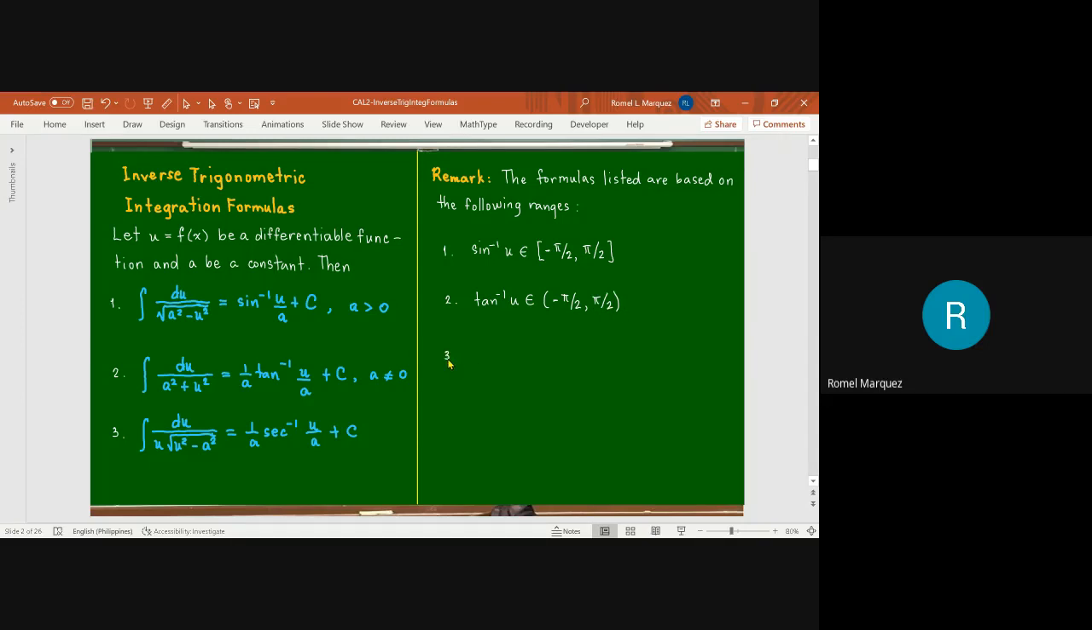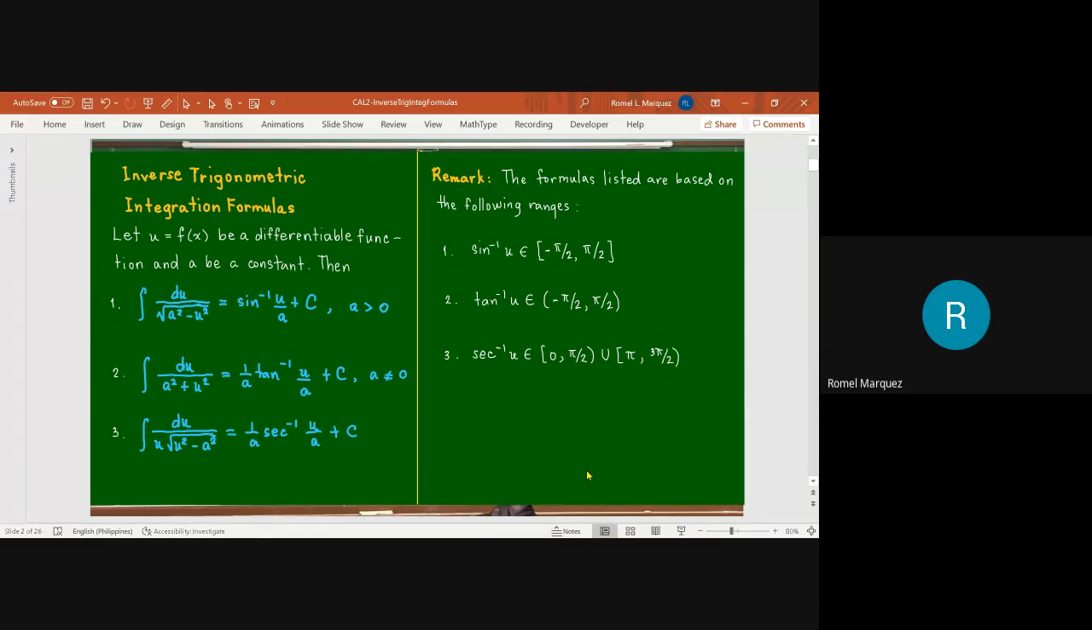And then number three, we have inverse secant, or arcsecant, of u, that is from 0 to less than pi over 2, union with pi to less than 3 pi over 2.